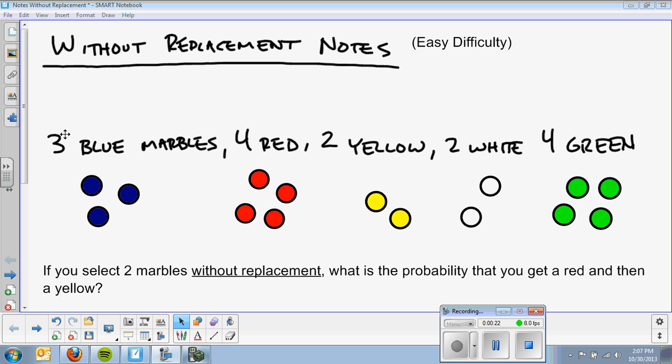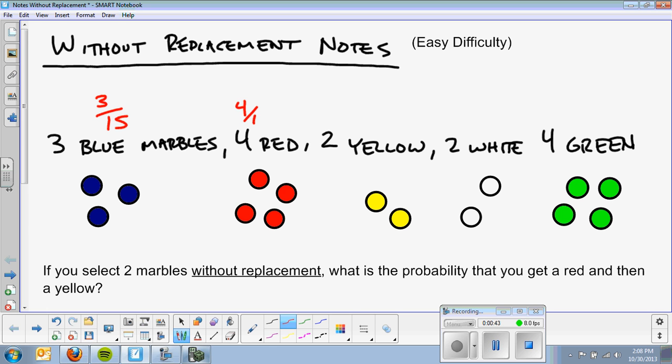So we start off with the infamous marble problem, in which I have a bag and there are 3 blue marbles, 4 red marbles, 2 yellow, 2 white, 4 green. And I want to get some of these probabilities. So the first thing I need to do is total all of the marbles up. I come up with 15. So there are 3 out of 15. That's my probability of selecting a blue. 4 out of 15, that's my probability of selecting a red. 2 out of 15 is yellow. 2 out of 15 is white. And 4 out of 15 is green.